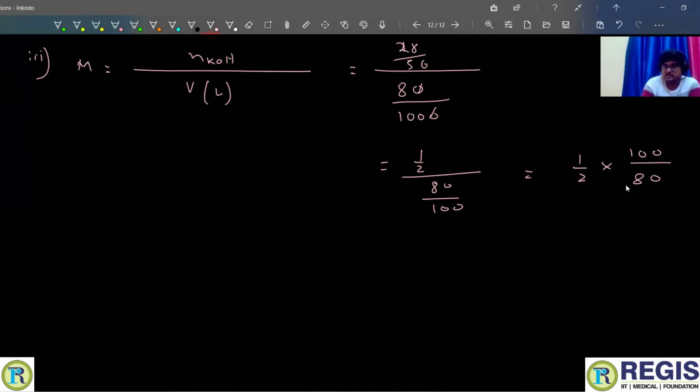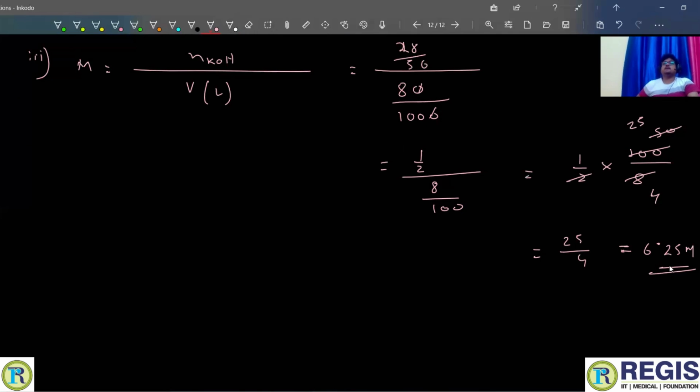Okay. Sorry, 8, not 80. This one is the 8. So it becomes 25 by 4. That means 6.25. That is about molarity. Any doubt regarding this part? Do you have any doubt? This stuff is clear. So that is about weight by weight percent, mole fractions.